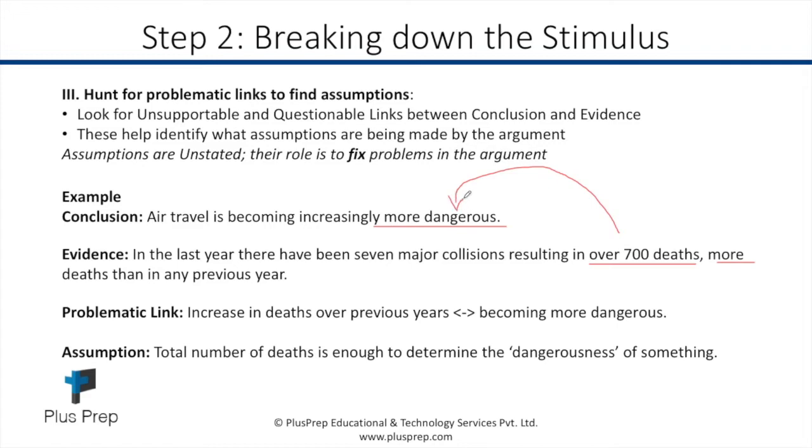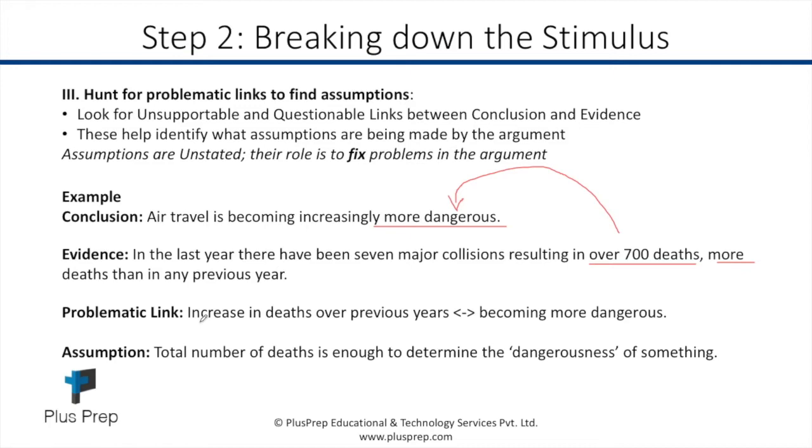So it is very likely that the number of airlines or number of flights going out has increased. So the number of people traveling by air has increased dramatically, and this could be why the deaths have increased. And this need not be an indicator that it's becoming more dangerous. In fact, it could mean that it is becoming more safe, if the number of people traveling overall has increased substantially. So to revisit, the problematic link is that he makes a link between increase in deaths and becoming more dangerous.